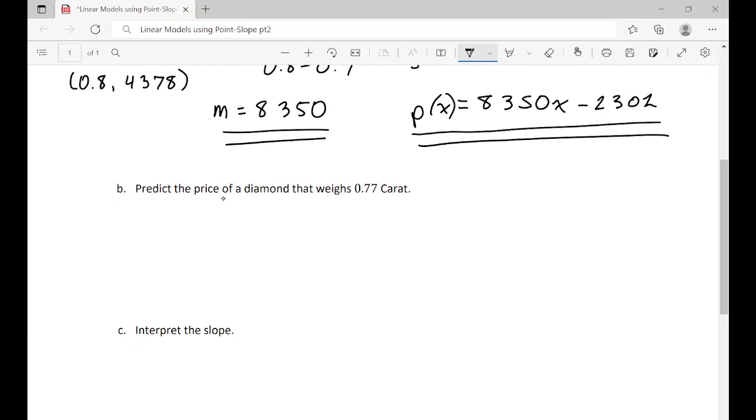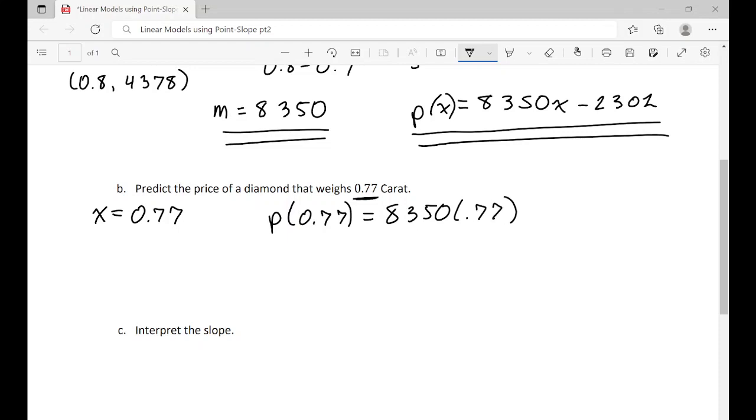Next, we're going to predict the price of a diamond that weighs 0.77 carat. So since, again, the weight is our x value, we say that x equals 0.77. So we're going to find p of 0.77. So 8,350 times 0.77. You can drop the 0 if you want to. I did in this case, but you can keep it if you want. It's all the same.